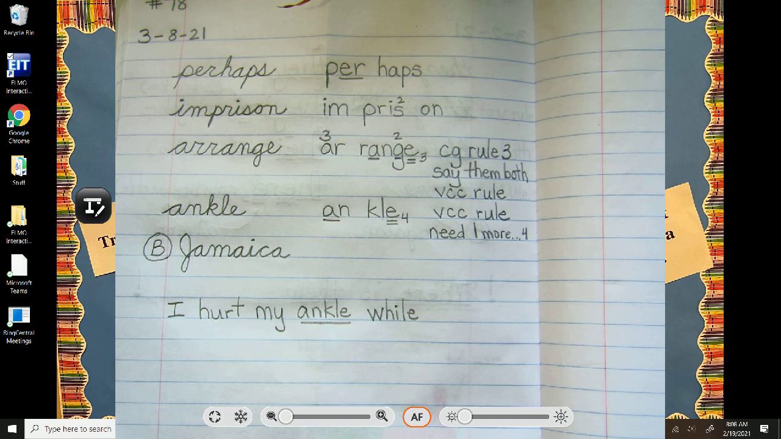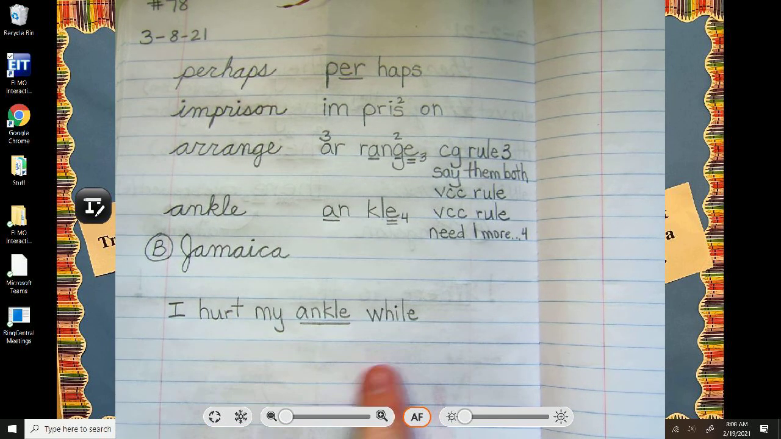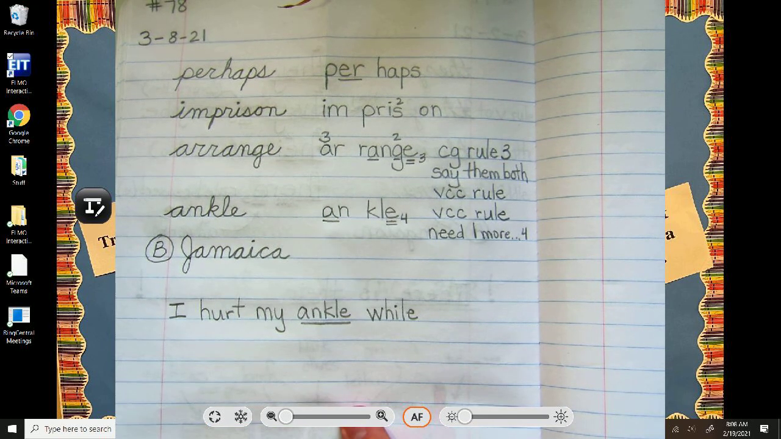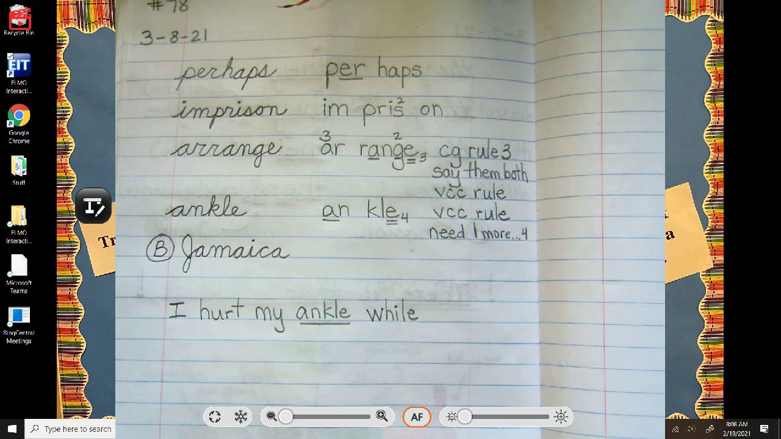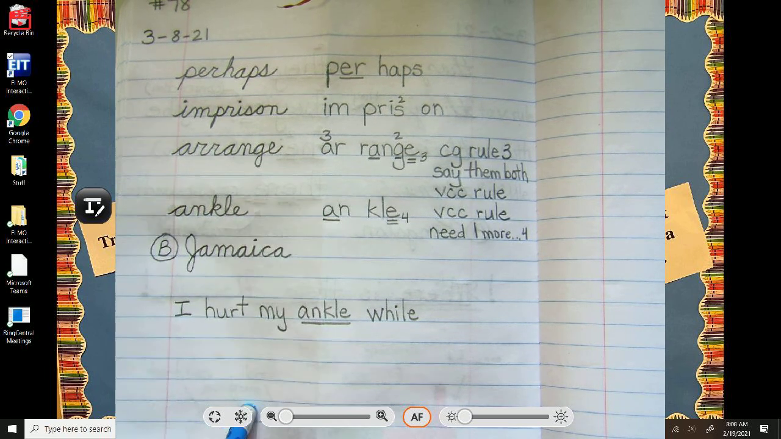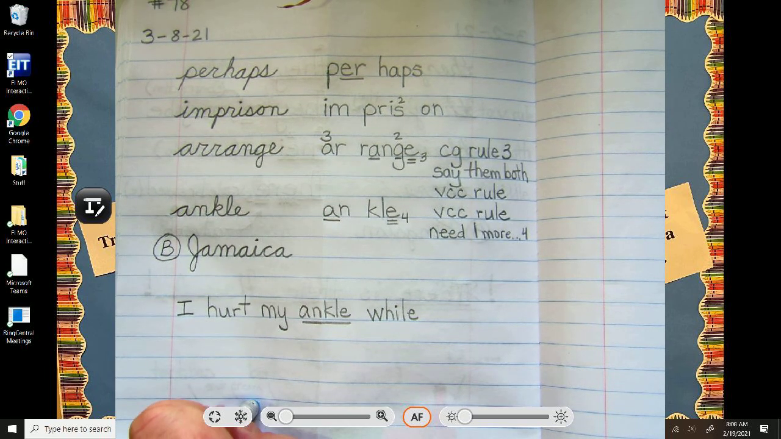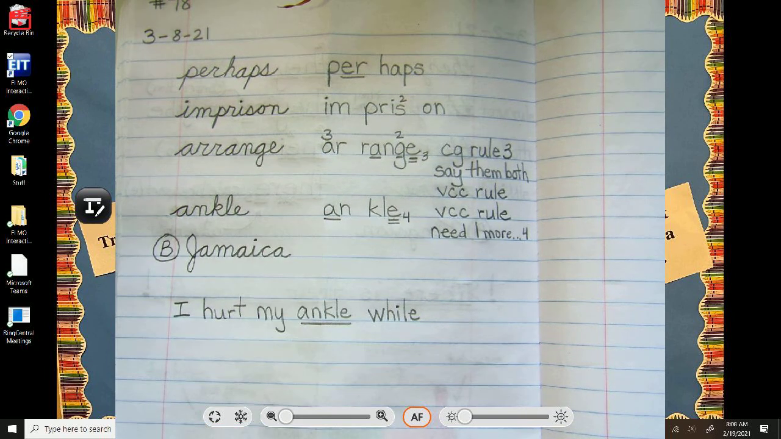Or I hurt my ankle while running around with my dog, right? What would be a way you might have hurt your ankle? You can finish that sentence starter and make a little illustration with it if you would like. Remember that part's optional. You can check out my finished sample in the post.